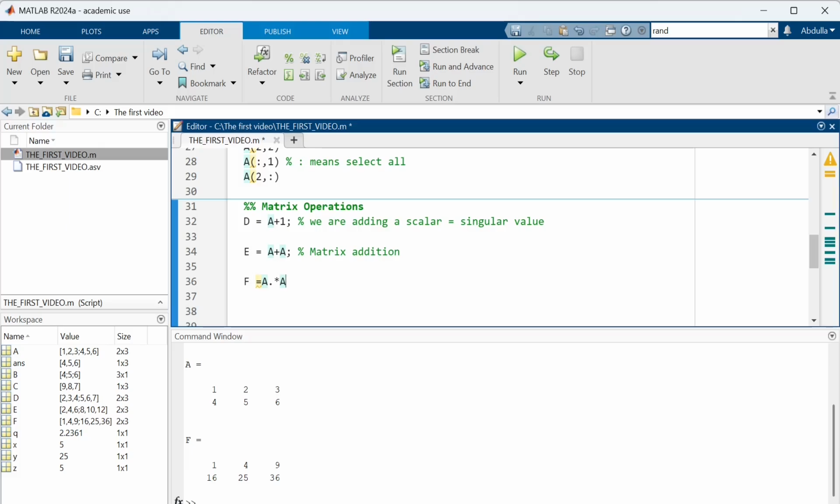So if a is multiplied by a, it's just going to multiply each element in each matrix with each other. And this is called element-wise multiplication. Excuse my spelling, but element-wise multiplication. Okay, why is it named element-wise?